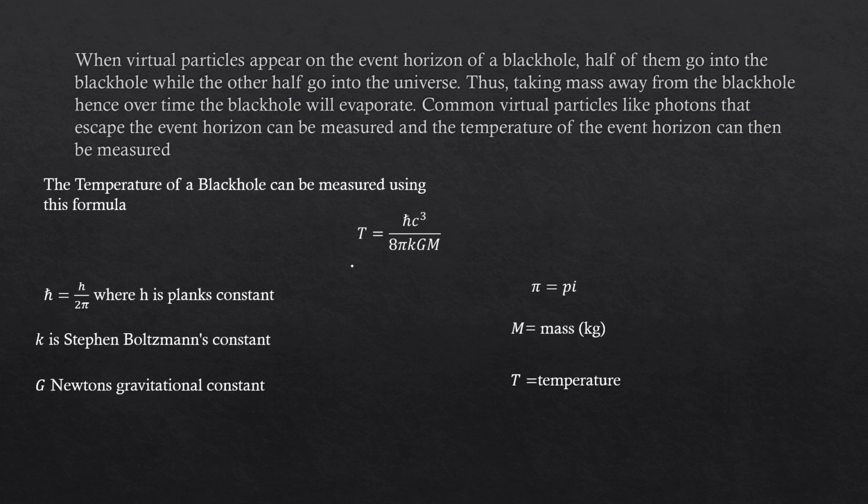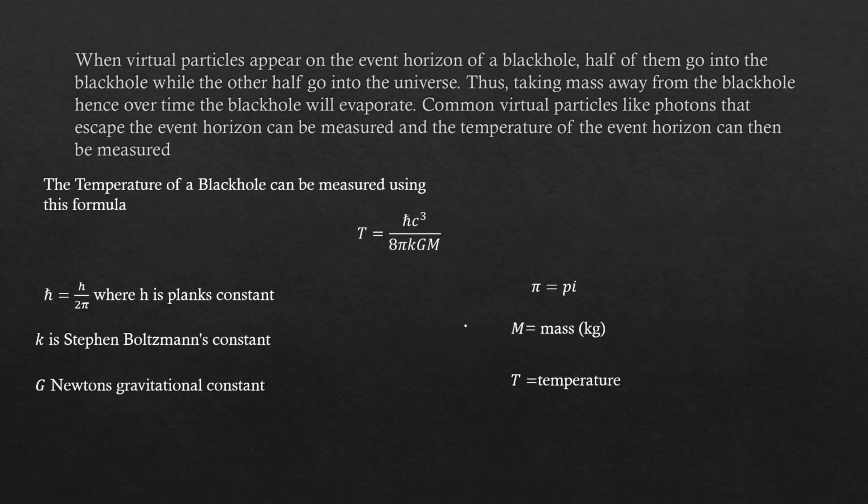So when virtual particles appear on the event horizon of a black hole, half of them go into the black hole while half go into the universe, thus taking away mass from the black hole. Hence, over time, the black holes will evaporate. Common virtual particles like photons can escape the event horizon and be measured, and the temperature of the event horizon can be measured. And we just proved this formula for the temperature of a black hole, where h bar is Planck's constant divided by 2 pi, k is Stefan-Boltzmann's constant, G is Newton's gravitational constant, pi is pi, mass is in kilograms, and T is temperature in Kelvin.